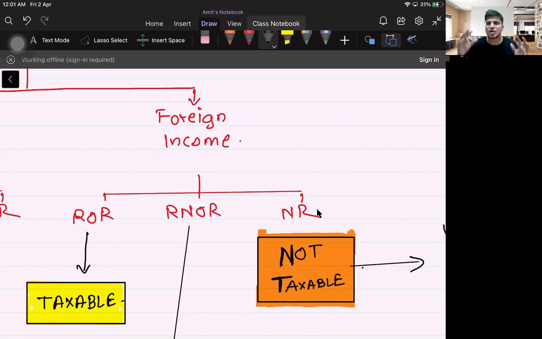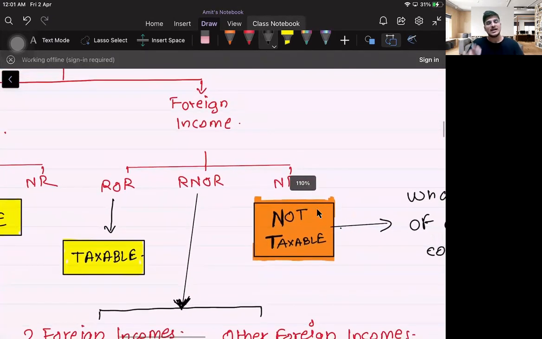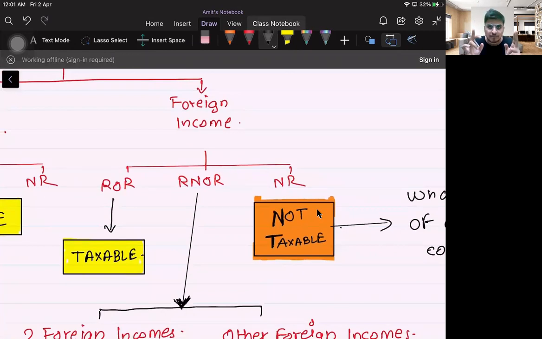There is no bifurcation. For ROR, it cannot happen that this particular income is not taxable. Foreign income or Indian income, it is taxable. But this is not the case in RNOR. Foreign income for ROR is always taxable. Foreign income for RNOR will not always be taxable.